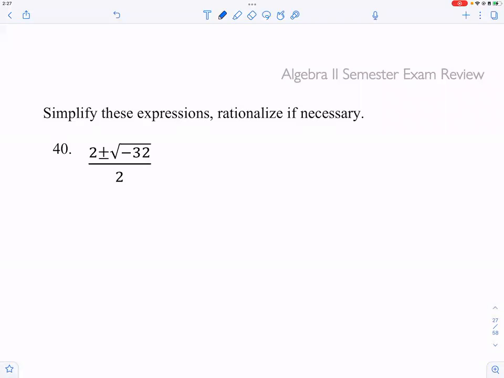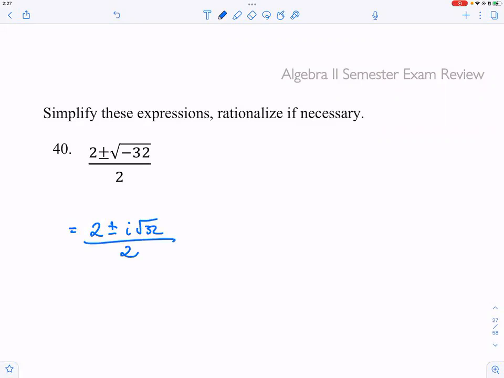Okay, for number 40, we have a little expression right here to simplify. So the minus 32 underneath the square root is something we need to pay attention to. So we have 2 plus or minus. Let's take care of the i first, okay?